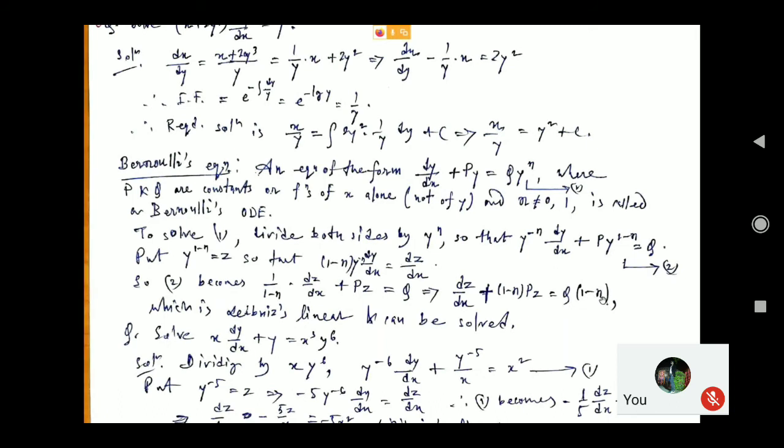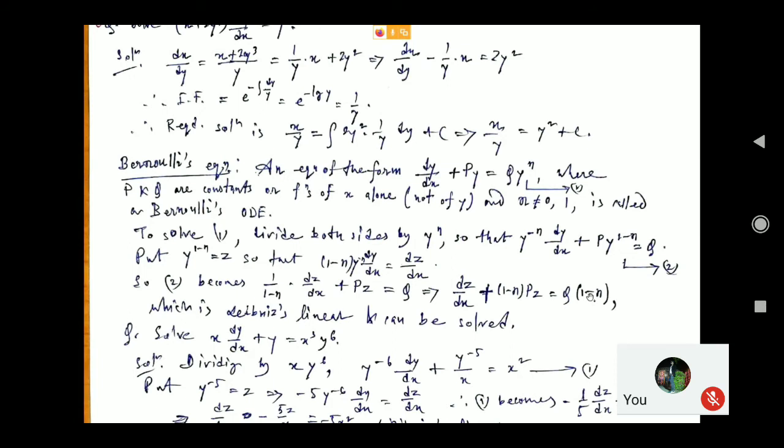Here, since n is a constant, 1 minus n is a constant. Therefore, this has now become Leibniz's linear equation. Leibniz's linear equation was of the form dy/dx plus py equal to q. Here you see it is exactly of that form. In place of y, the variable is z now. So dz/dx plus p into a function of x alone, times z, equal to q.